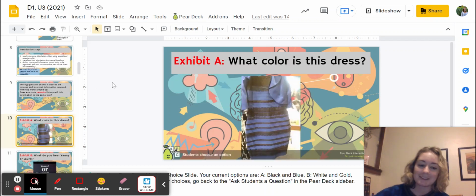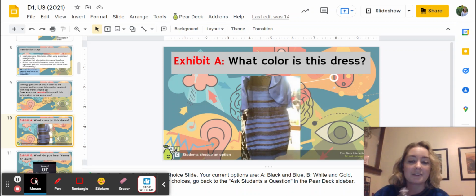I don't know if you guys remember, this was when I was in high school. I think I was a senior in high school when this became viral. So we have the dress. Is it blue or black, or I think it's white and gold is the other option. I personally see blue and black, but maybe it's different for y'all.